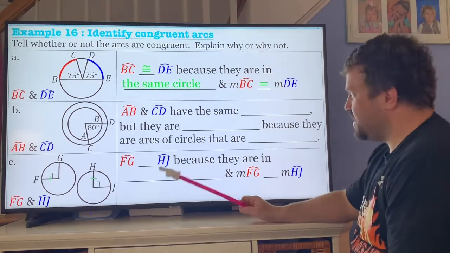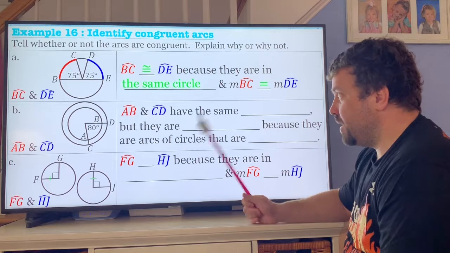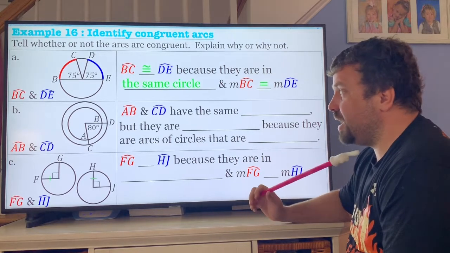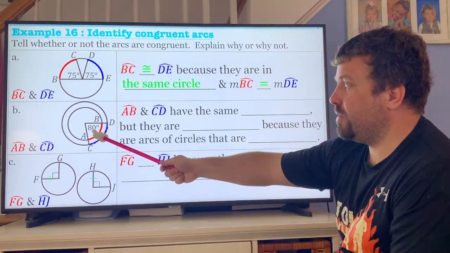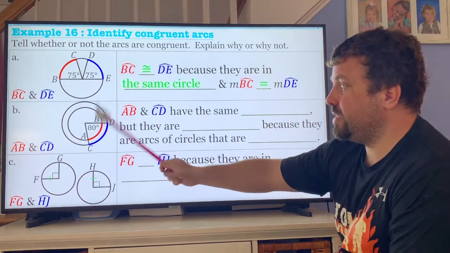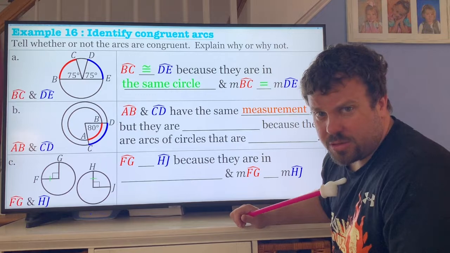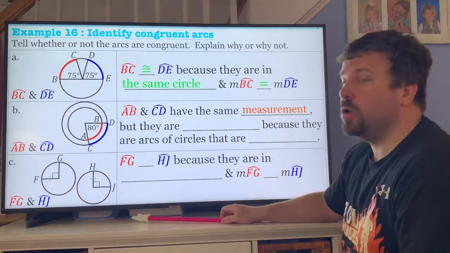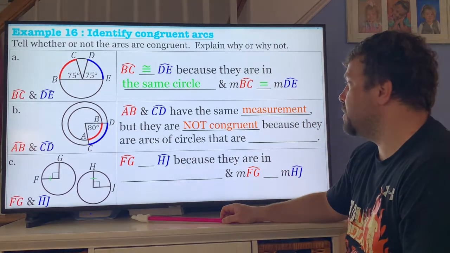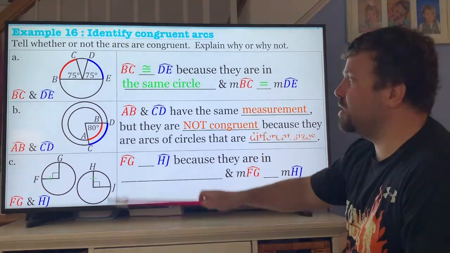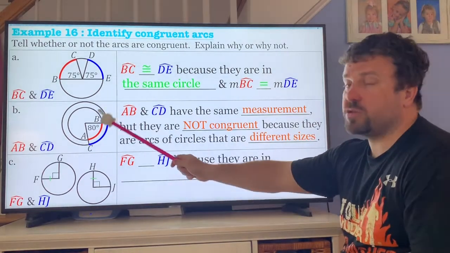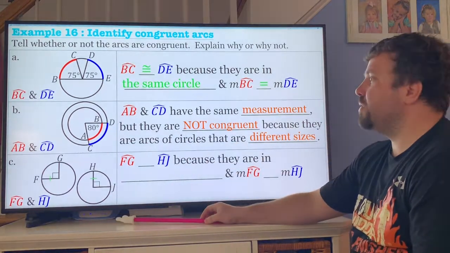So why don't you guys try B? All right, arcs AB and CD have the same, what do they have? They have the same angle measurement, so that's one thing. Are they in the same circle, or do they have congruent circles? No, they are not congruent, because the circles are not congruent. The circles here are different sizes, therefore they are not congruent.